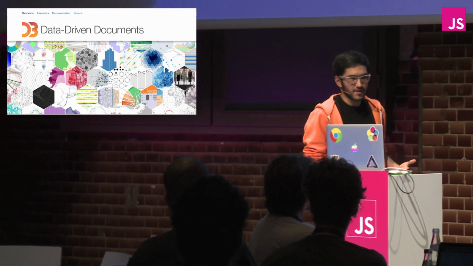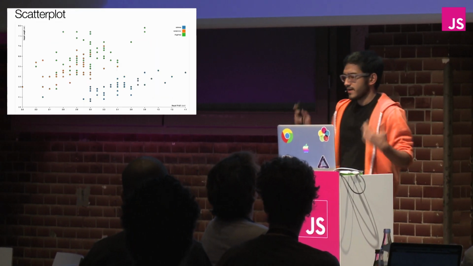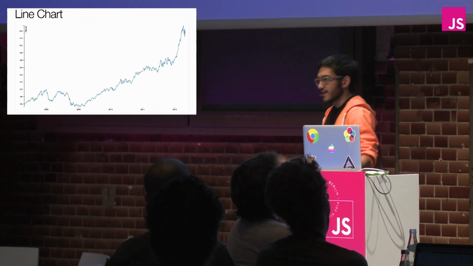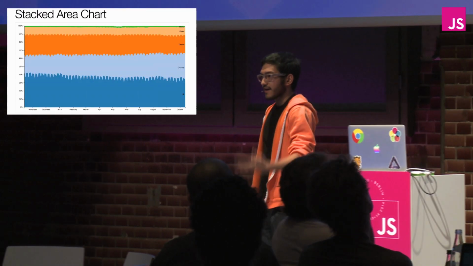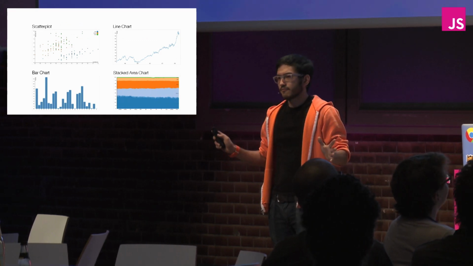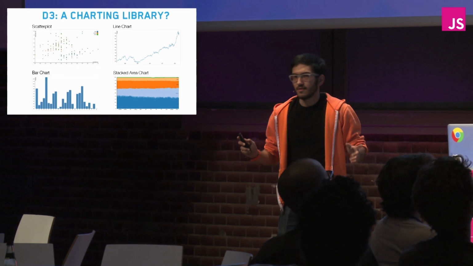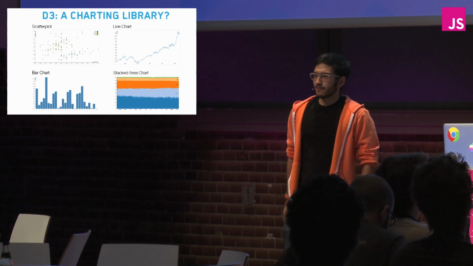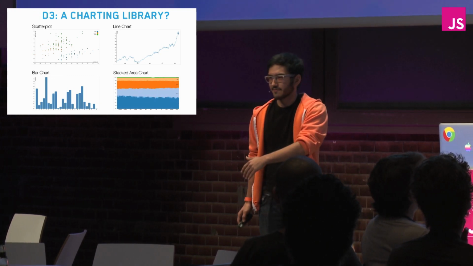So it turns out D3 has a lot of examples. We'll take a look at a few. Here's a scatter plot. Here's a line chart. Here's a bar chart. Here's an area chart. So you might say, OK, putting this all together, I guess D3 is a charting library. Which is kind of weird, though, because why would you be building charting libraries out of charting libraries?